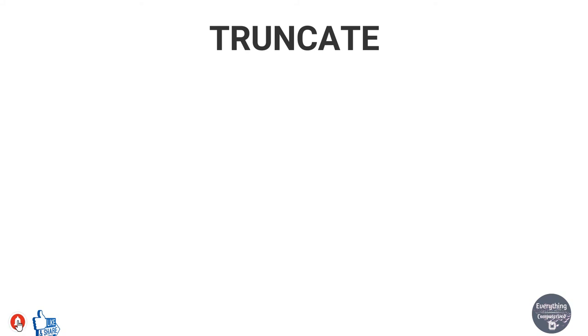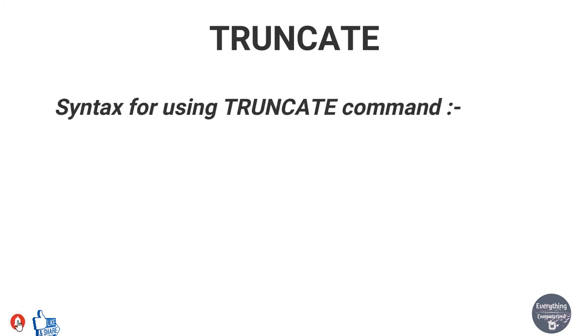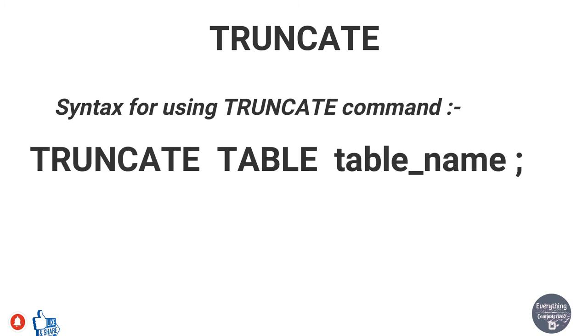Now let's discuss the last command of DDL, that is the truncate command. It is used to delete all the data present inside the table so that it can be used again with a new set of data. It does not affect the structure of a table. So if a table contains 3 columns and 10 rows, then all of the 10 rows will be deleted and 3 empty columns will be left in the table. So the syntax for the truncate command is truncate table name.